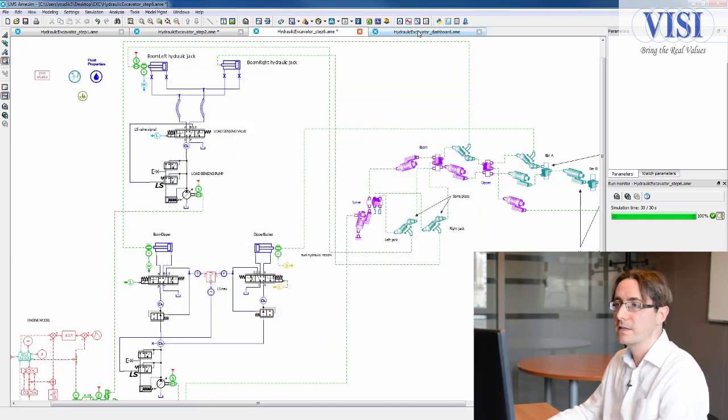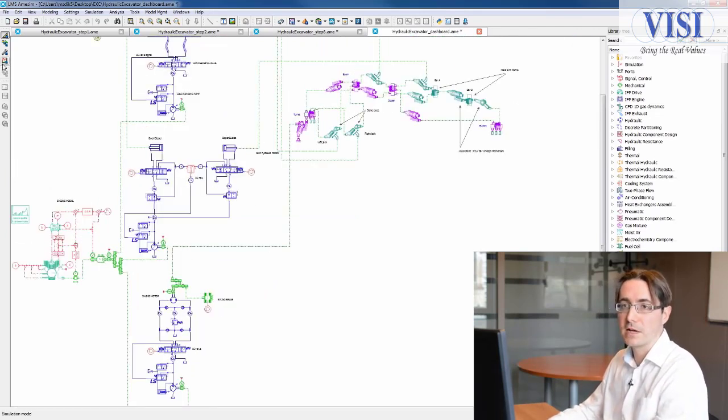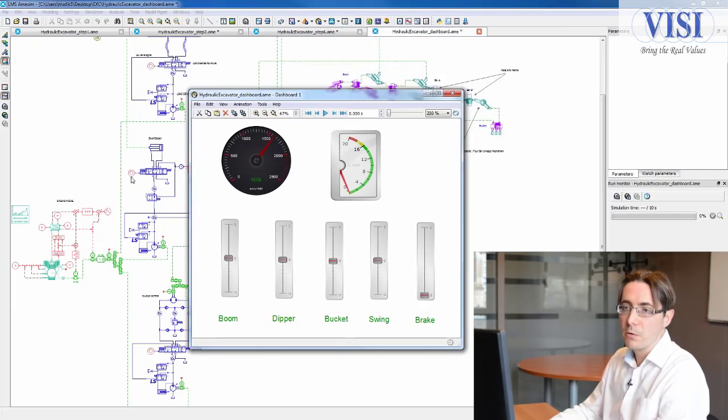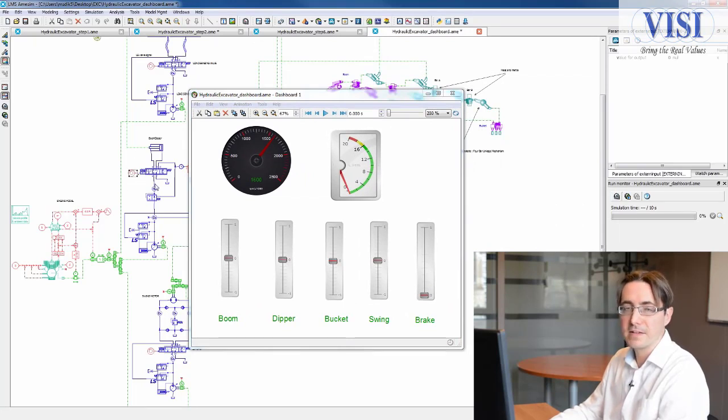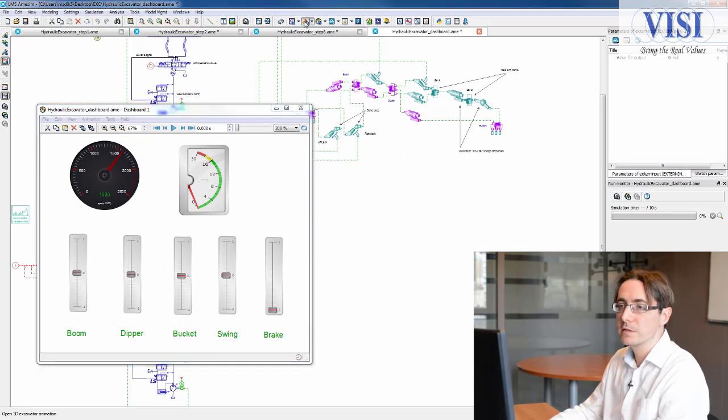Another way of using this real-time simulator is to perform human-in-the-loop simulation, meaning that we have the possibility to interact directly with the model and see the reaction of the excavator in function of the sequence required by the operator. For doing this, we can use the dashboard functionality of MSIM together with the interactive signals that can be connected with the different servo valves of the system. So let's have a look.